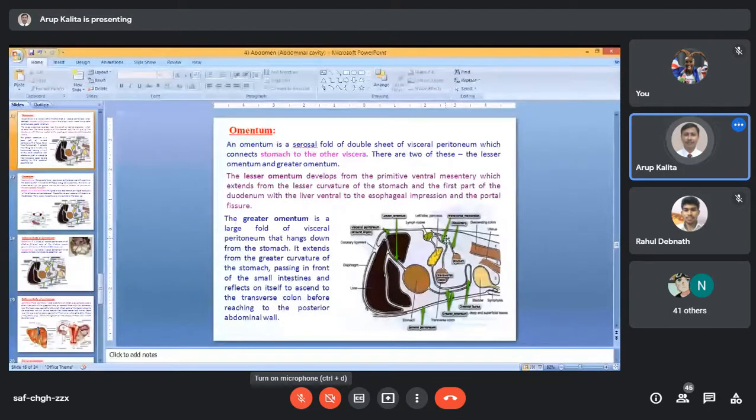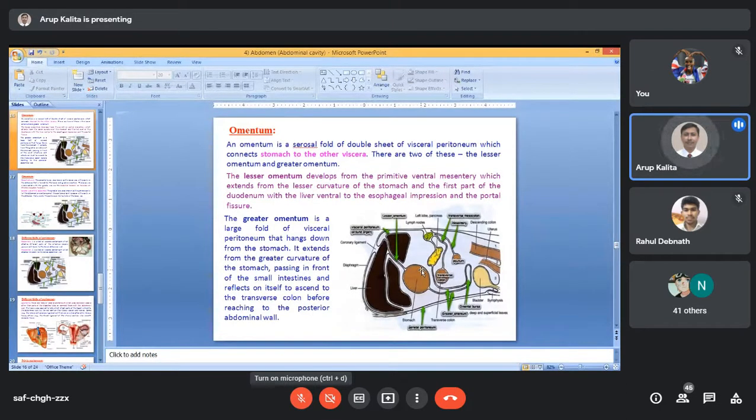This is omentum. So that means to have the omentum, one side it has to be connected to the stomach and another side it has to connect to the other viscera, like the liver. It will connect it to the liver. It will connect it to the jejunum. It will connect it to the duodenum. That means stomach, I will explain later on.